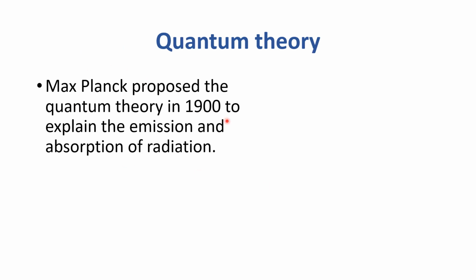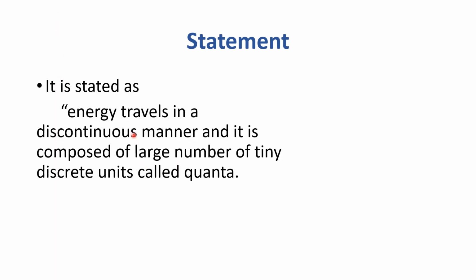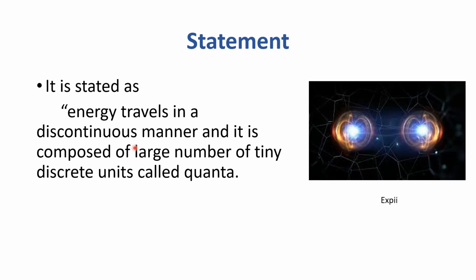So Max Planck proposed the quantum theory in 1900 to explain the emission and absorption of radiation. It is stated as energy travels in a discontinuous manner and it is composed of large number of teeny discrete units called quanta. यानी एनर्जी एक डिसकंटिन्यूअस मैनर में ट्रैवल करती है, ये कंटिन्यूसली ना तो एब्जॉर्ब होती है और ना ही एमिट होती है, and it is composed of teeny discrete units जिसको उसने क्वांटा का नाम दिया. Let's see its postulates in detail.